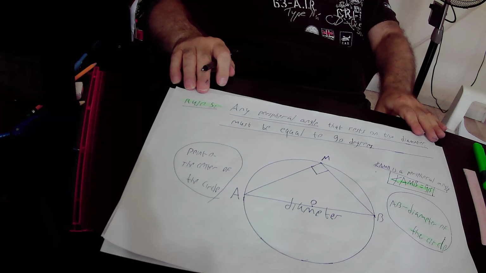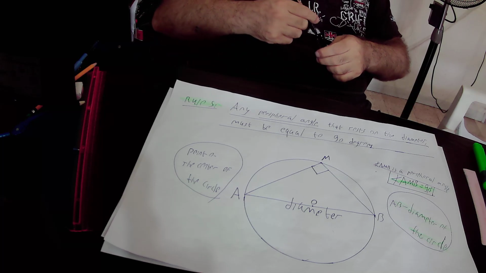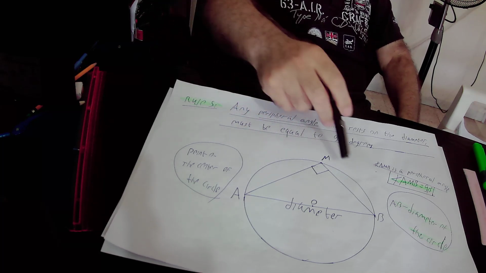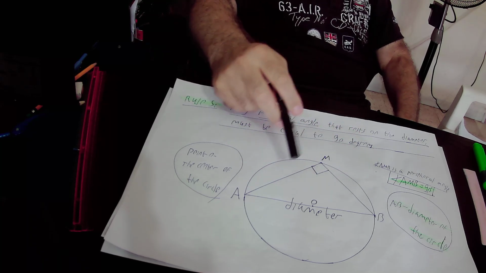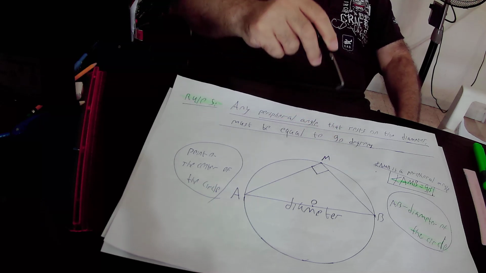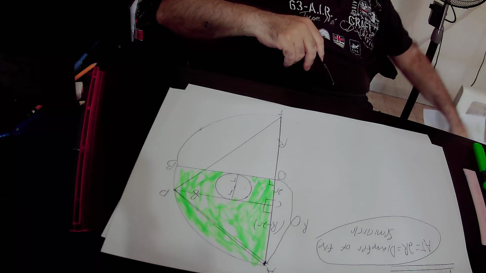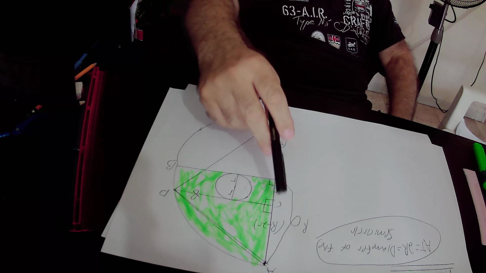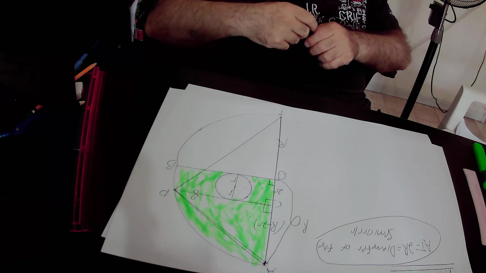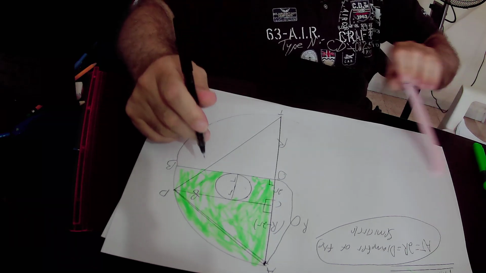Any peripheral angle that rests on the diameter of a circle or semicircle must be equal to 90 degrees. Here we have peripheral angle ACB that rests on AB, that is the diameter of the circle. Therefore, peripheral angle ACB equals 90 degrees. And we implement rule number 5 in our drawing. For our drawing, we have peripheral angle ADT that rests on AT, that is the diameter of the circle. Therefore, peripheral angle ADT will be equal to 90 degrees.